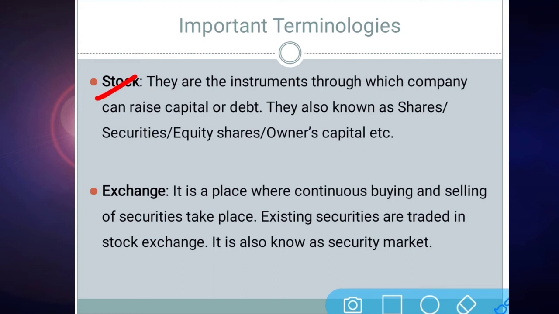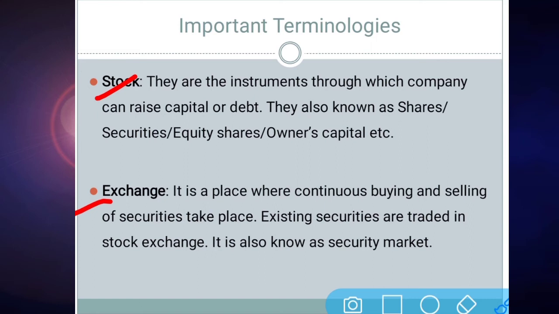So stocks are nothing but the instruments through which a company can raise capital or debt for their financial requirement. So if any company wants some finance, they can issue a capital or debt instrument and take finance from the public, which is called stock.